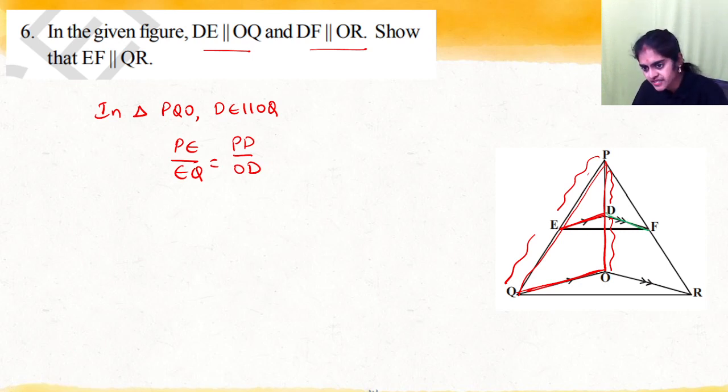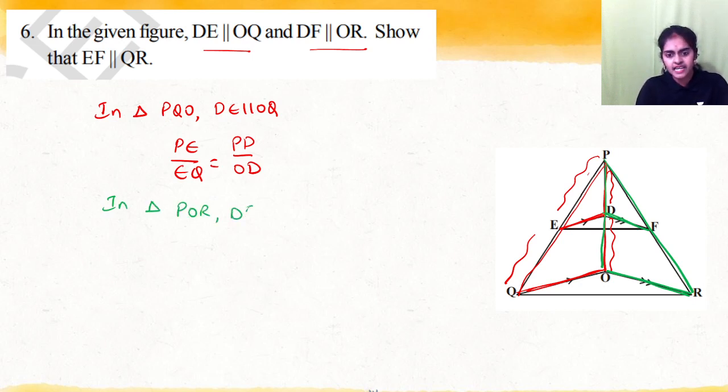DF, where is DF? See, DF is parallel to OR. So which triangle now? See, this triangle I have to consider. Okay, make the triangle complete. So in triangle POR, it is given DF is parallel to OR. So PD by DO. When it is parallel, what can I write now? PD by DO is equal to PF by FR.